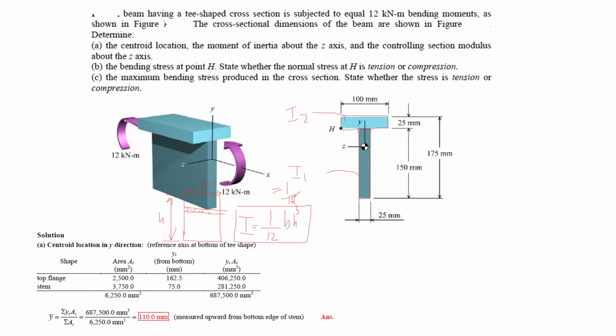One over 12. What is B in the first case? 25, times 150 cubed. And here again it's 1 over 12, times 100 into... Professor, for the first one I got the answer, which is 703,1250. The units are millimeters raised to power 4.